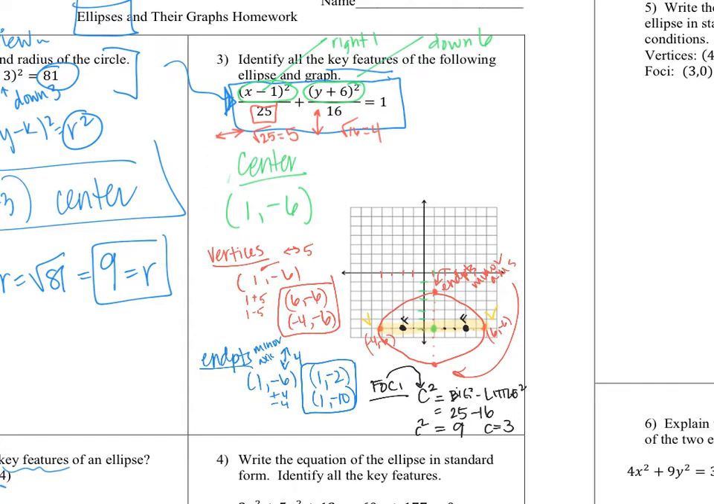There's my other focus. So if I want to write the points for that, again, I always like to think about, I started at my center and I went left and right 3, because that's where my major axis, the big axis, was. So that's plus the 3 minus the 3 to the x's. So I'm at 4, -6 now, and 1 minus 3 will be -2, -6. Those are my foci.